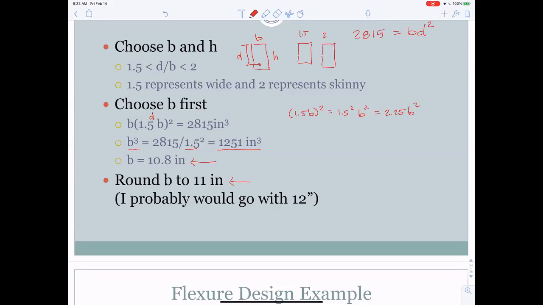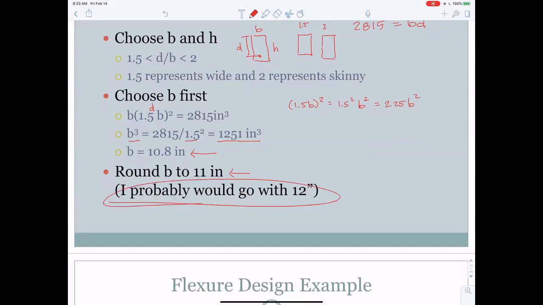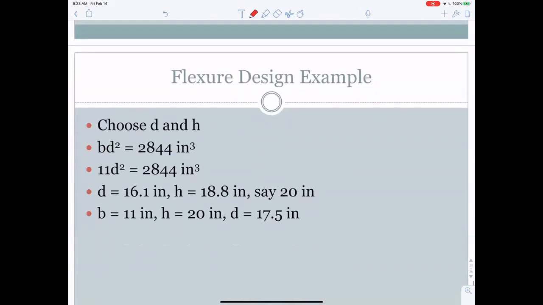We already guessed it was 12 inches wide, and in hindsight I probably would have gone with 12 inches as the width, but I didn't want to redo the calculation, so I did 11. Again, if it was me, I would just round that up to 12.